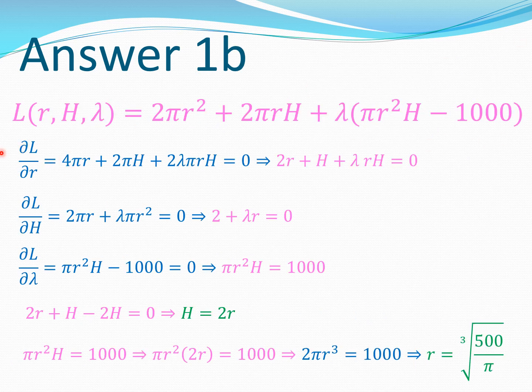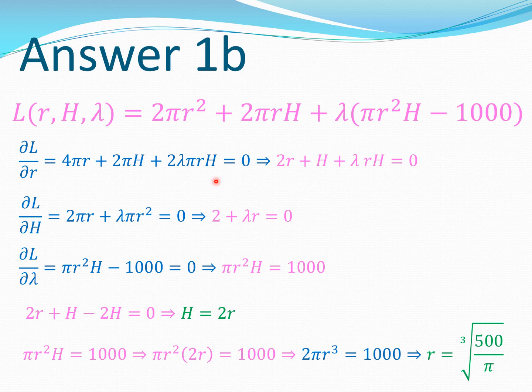Now we can treat this as a multivariate optimization problem. That means it has got multiple variables, in this case 3 variables, and the way to find the stationary point and the minimum point of such a function is to set the partial derivatives to 0. Now to get the partial derivatives, we will fix one of the values or two of the values and then try to differentiate with respect to the third value. So if you want to get delta L by delta r, then what we do is we consider in this equation that h and lambda are constants. So we then differentiate this with respect to r. So we are going to get 4 pi r plus 2 pi h plus 2 lambda pi r h equal to 0.